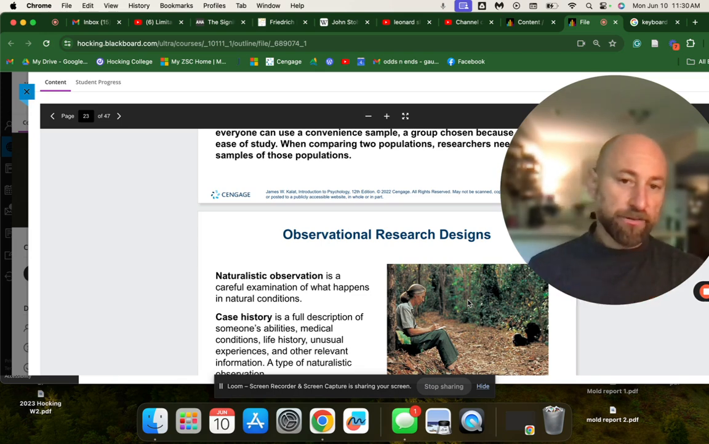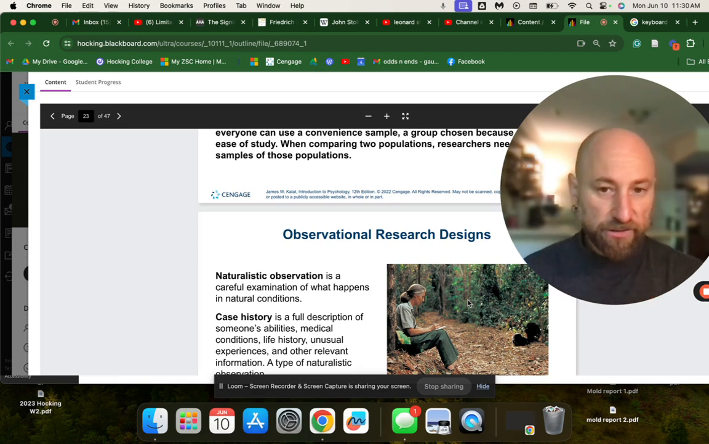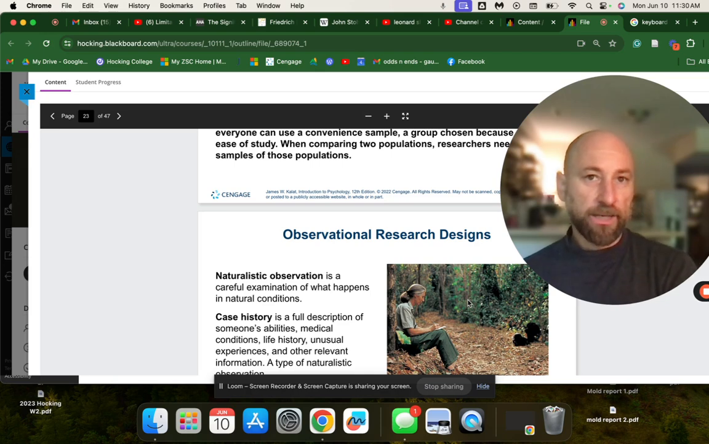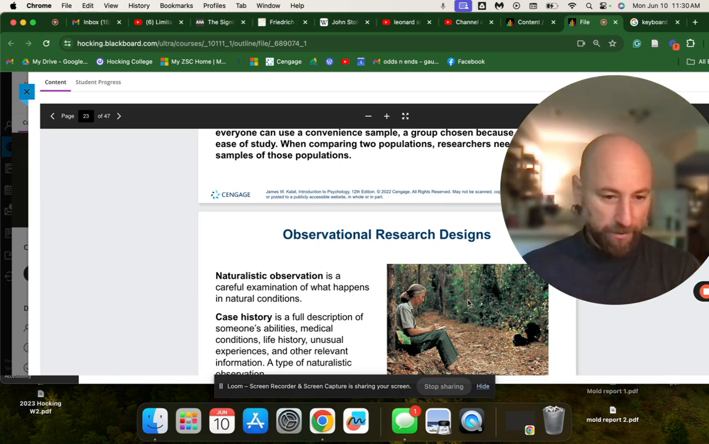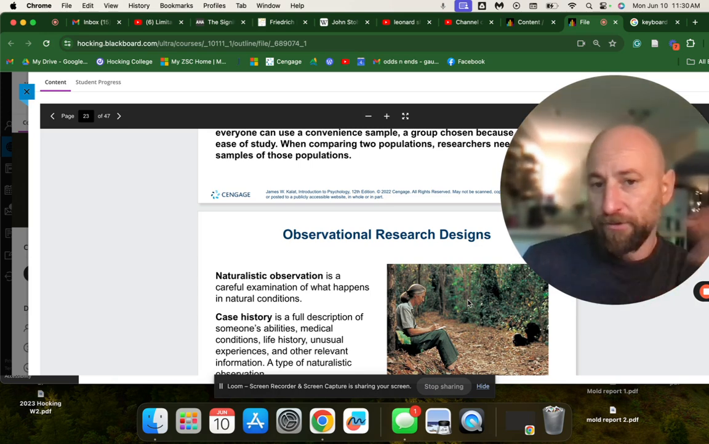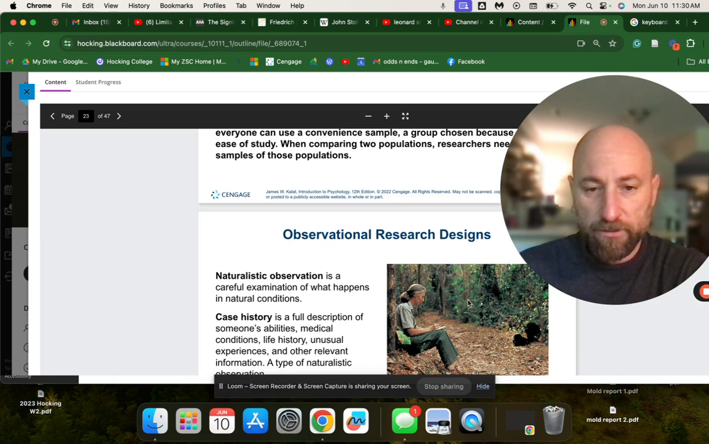Another way to do research is observational research designs, where we just observe people. This can happen in a naturalistic setting. Maybe you go to a college campus and sit on the green and you observe people, and you want to note down the size of the groups that people are sitting in and maybe compare men and women in the different sizes of groups or something like that.